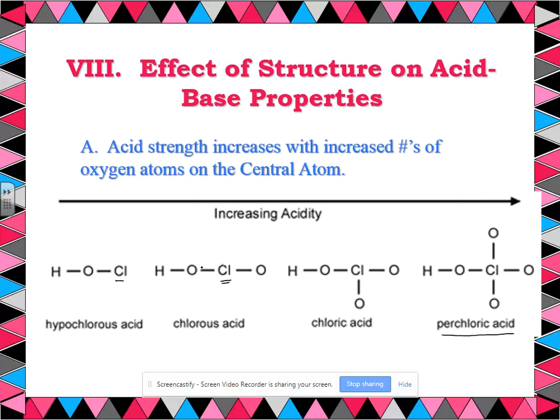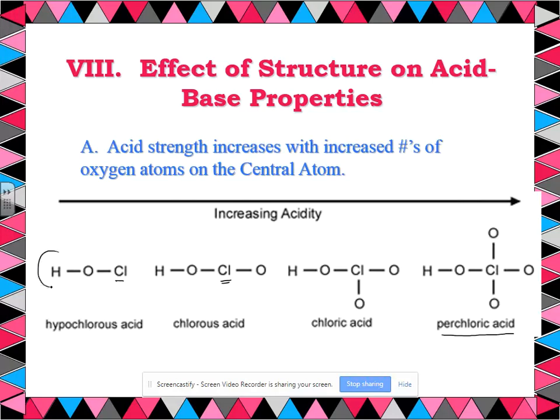Look at your chlorine here. He has 2 oxygens. This chloric acid has 3 on the central atom. And then, of course, perchloric has a total of 4 oxygens on the central atom. So if you consider the structure of your molecule, of an acid in particular, the strength of your acid will increase with the increased numbers of oxygens on that central atom. So of these 4 acids here, hypochlorous acid is your weakest, and then of course perchloric is your strongest.